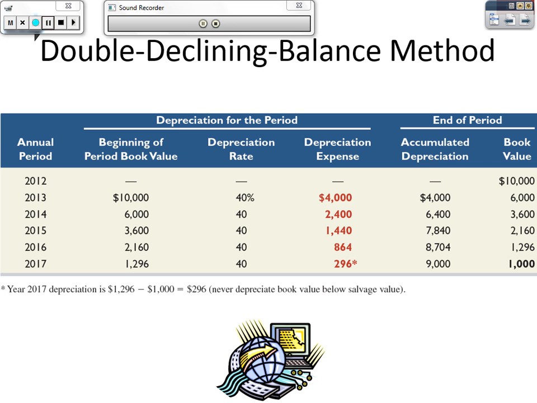Started off with a book value of 10,000. We know the double declining rate is 40%. 10,000 times 40%, depreciation of 4,000. Now that asset is only worth how much in 2013? 6,000. 2014, 6,000 times that 40%, 2,400 for depreciation expense. Now the asset is only worth how much? 3,600. All the way down to 2017, which is the last year. How much do they have left?